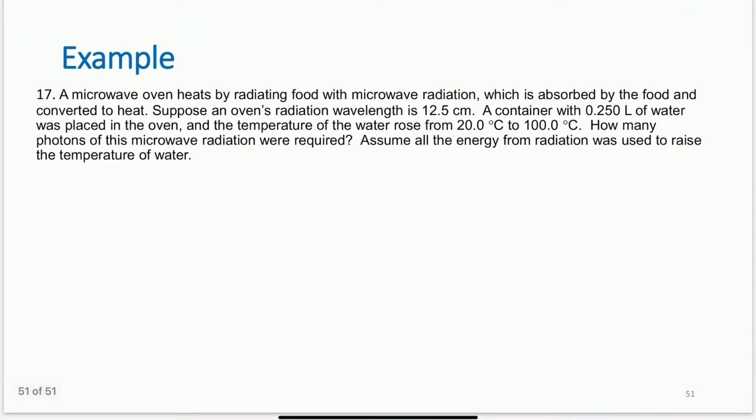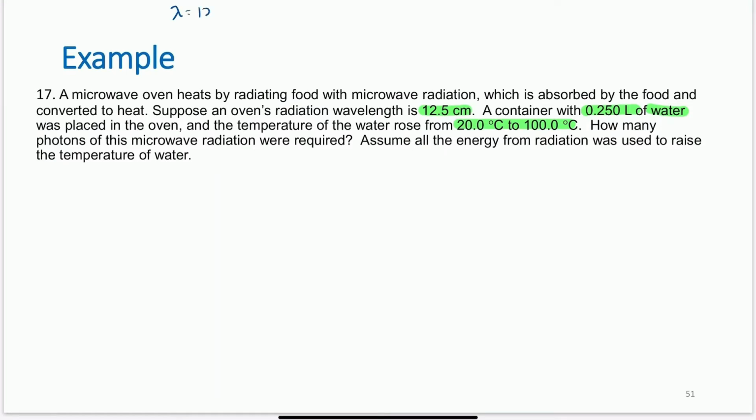Okay, 17. I love this question. This really pulls in concepts from chapter 7, thermochemistry and the electromagnetic spectrum. A microwave oven heats by radiating food with microwave radiation, which is absorbed by the food and converted to heat. Suppose an oven's radiation wavelength is 12.5 centimeters. A container with 0.25 liters of water was placed in the oven, and the temperature of the water rose from 20 degrees C to 100 degrees C. How many photons of this microwave radiation were required? Assume all of the energy from radiation was used to raise the temperature of water, so we're assuming no loss to outside factors.